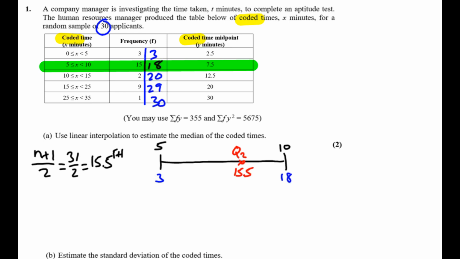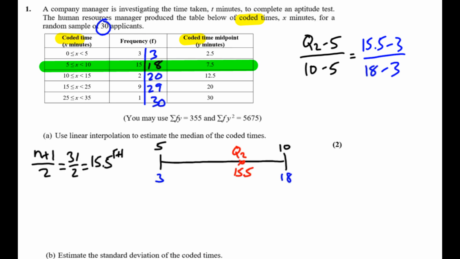Okay, from here we can make 2 equations. There's 2 fractions that we're going to set up, and we're going to try and solve for those fractions. Okay, so Q2 minus 5 divided by 10 minus 5 should equal 15.5 minus 3 over 18 minus 3. Okay, simplify and rearrange. Q2 minus 5 over 5 equals 12.5 over 15. Okay, and a couple more steps of rearranging. I'm going to multiply the right hand side by 5, and I'm going to add on 5.